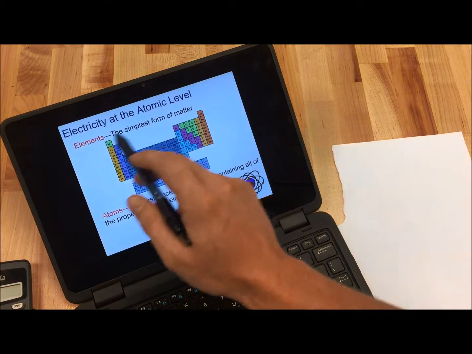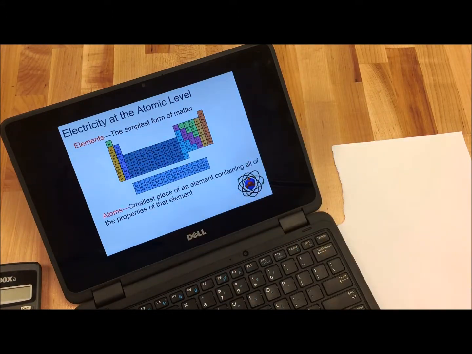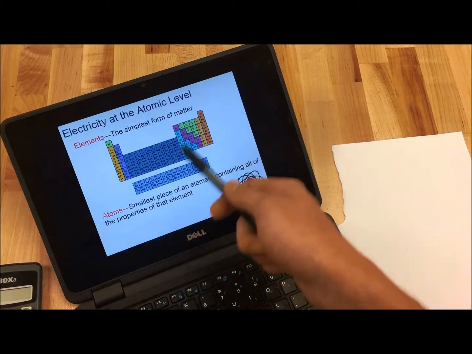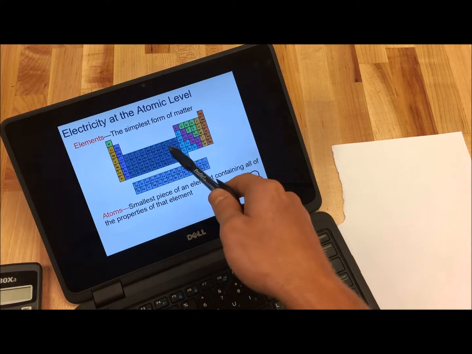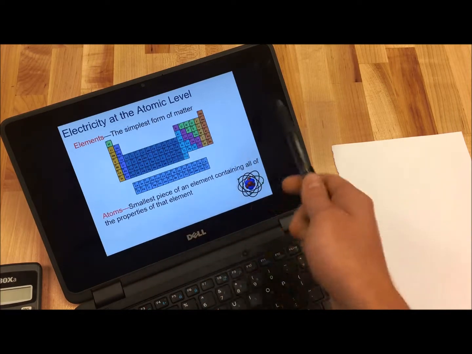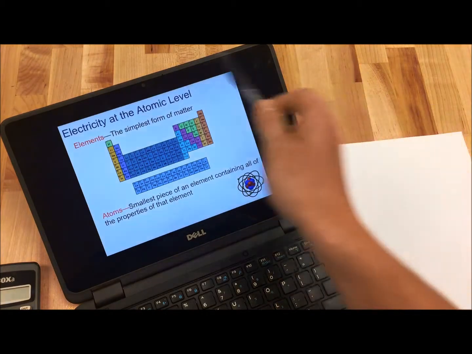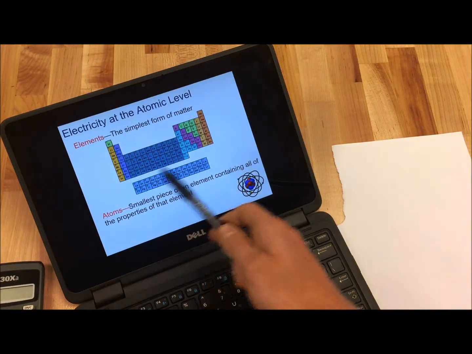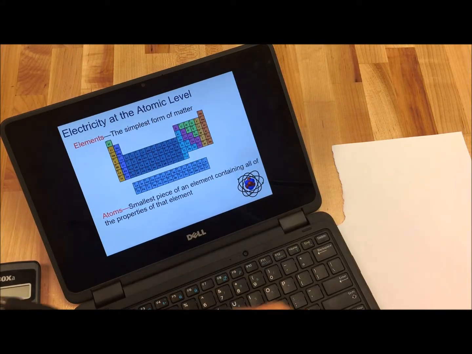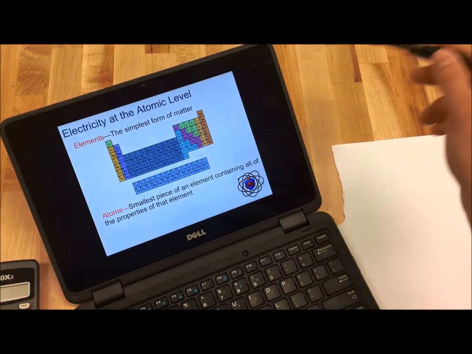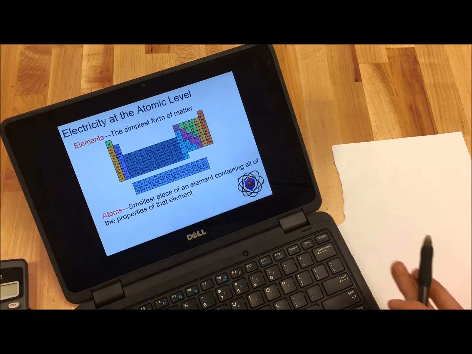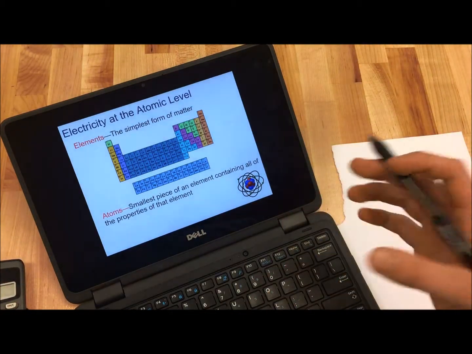And the simplest form of matter is elements. So here's your periodic table. You've got your hydrogen, lithium, helium, all your other ones, carbon, nitrogen, oxygen, and copper, nickel, zinc. I'm just trying to see how much I remember of the periodic table, but we just need to know that because these atomic numbers will help us later on, as well as knowing how many valence electrons would allow us to determine whether an element is going to be conductive or an insulator. So we have atoms, and those are the smallest piece of an element, and those contain all the properties of that element.